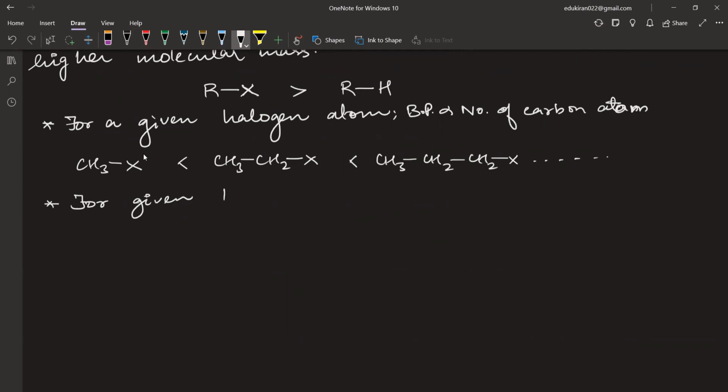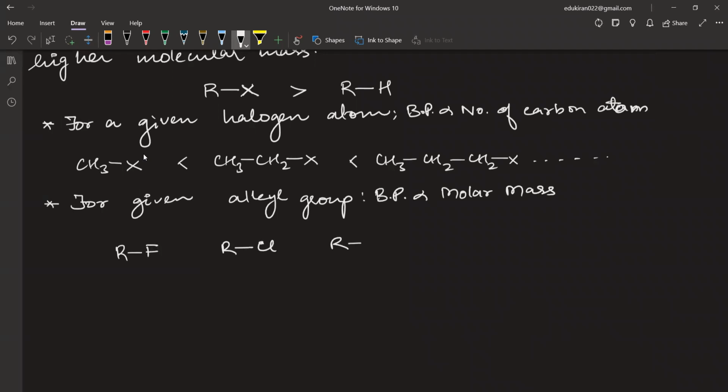For a given alkyl group, now what we are keeping in common is the alkyl group. For a given alkyl group, the boiling point will be directly proportional to the molar mass. That means if I compare RF, RCl, RBr and RI, since the alkyl groups are same, the molar mass will only depend on the halogen atom, and iodine has the highest molar mass, followed by bromine, chlorine, and fluorine. So this will be the trend for boiling point.